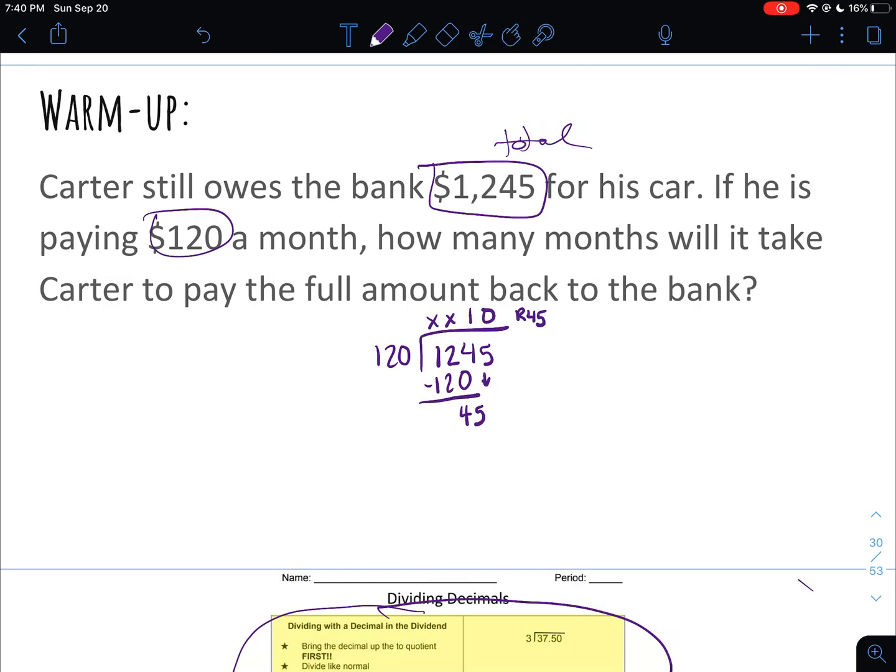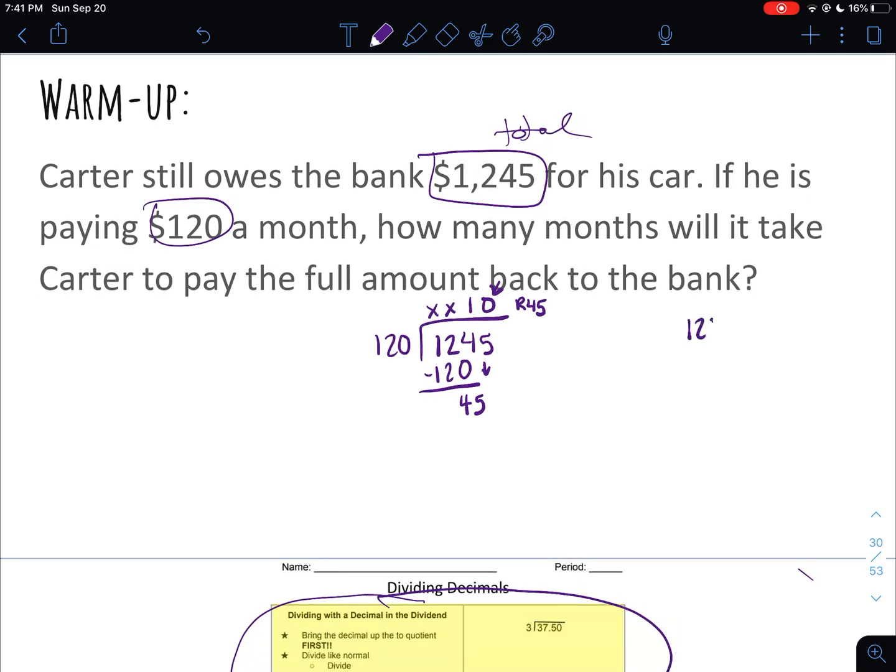So at this point, I need to actually give a full month amount. You can't just say 10 and a half months. You pay it once a month. So do you pay the 10 months, or do you have to round up to 11 months? That's kind of what you have to think about.